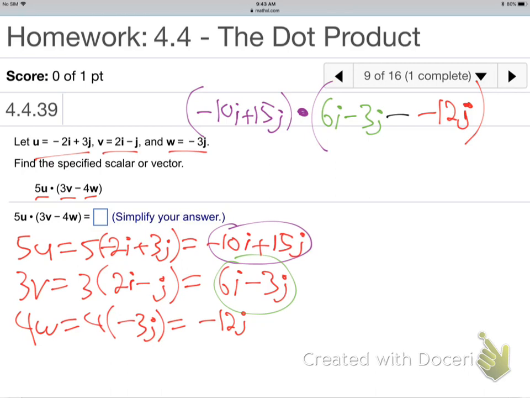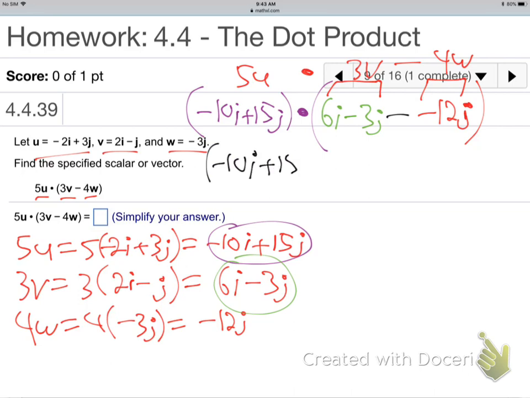Everybody good with that? So that's 5u. This right here is 3v. This right here is 4w. So dotted and subtracted. Good there? Just carefully writing everything out. So we just need to work that out.